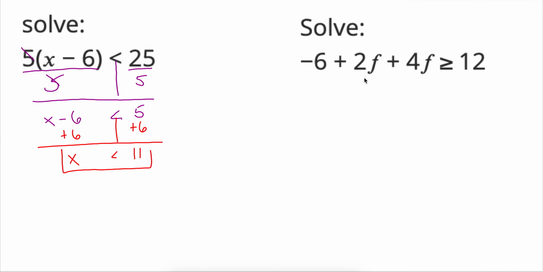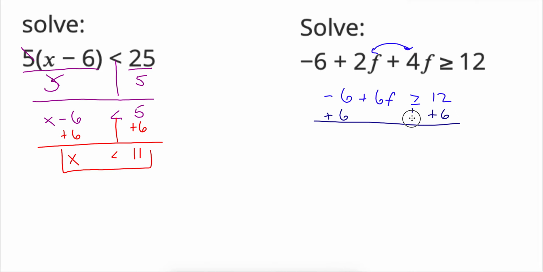Let's try here. Let's combine our like terms first. 2f plus 4f is 6f, so negative 6 plus 6f is greater than or equal to 12. Okay, let's get rid of the negative 6 by adding 6 to both sides. Cancel, cancel. 6f is greater than or equal to 12 plus 6, that's right, 18.